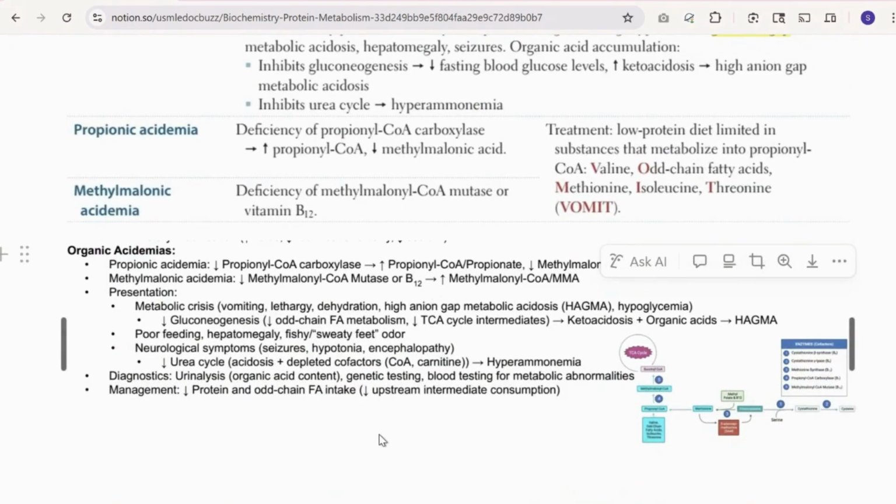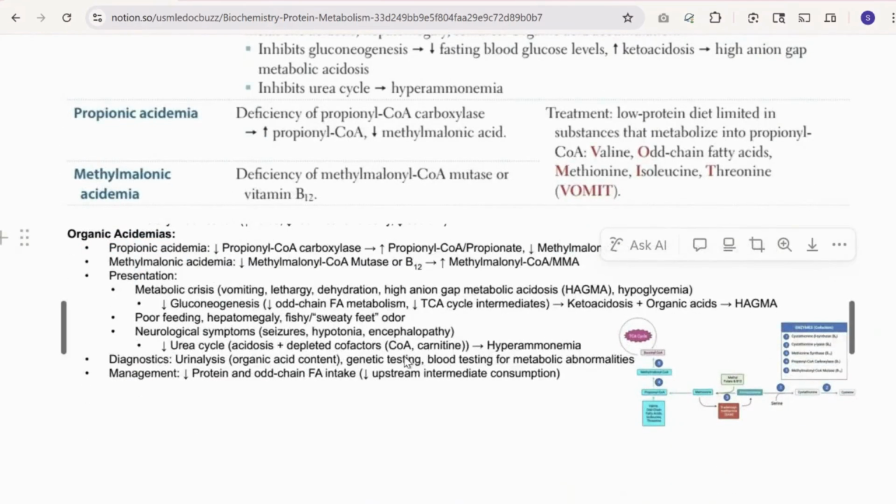Now, you can go over this. I think I've covered most of everything. You see, because of that, liver problems and all that, you may see some sweaty feet odor, fishy odor, right? Because you're making keto acids, you're making all these substrates and stuff. They might show up in the sweat glands, and then you get the odor, right? Low urea cycle because of all these factors, right? Cofactors are depleted, acidosis, you get hyperammonemia, and then you see all the symptoms of hyperammonemia, which we discussed.